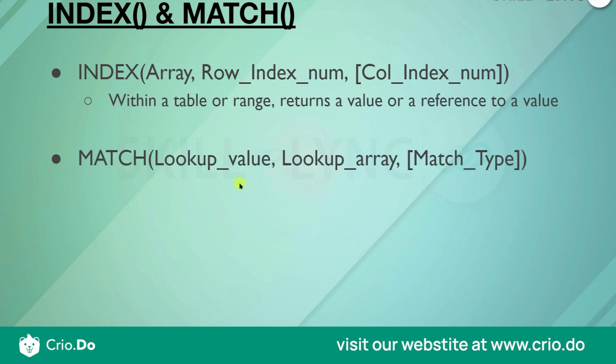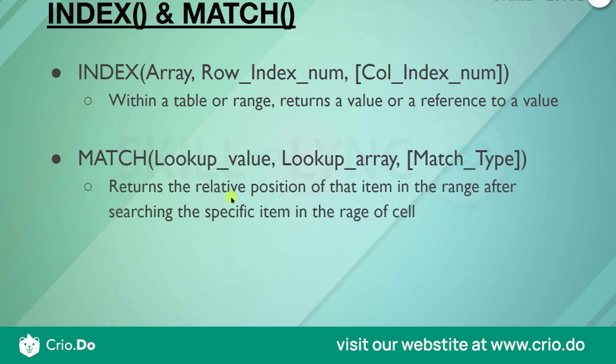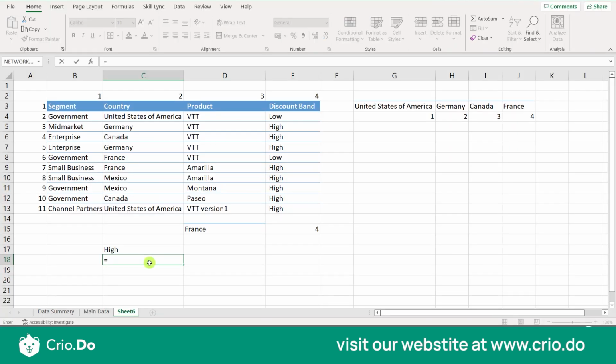Next, we have the MATCH function. The MATCH function takes a lookup value, lookup array, and the match type. It returns the relative position of an item in the range after searching for the specific item in the range of cells. So how does it work? Let's try the MATCH function. We're going with the same data set. Match returns the relative position of an item in an array.